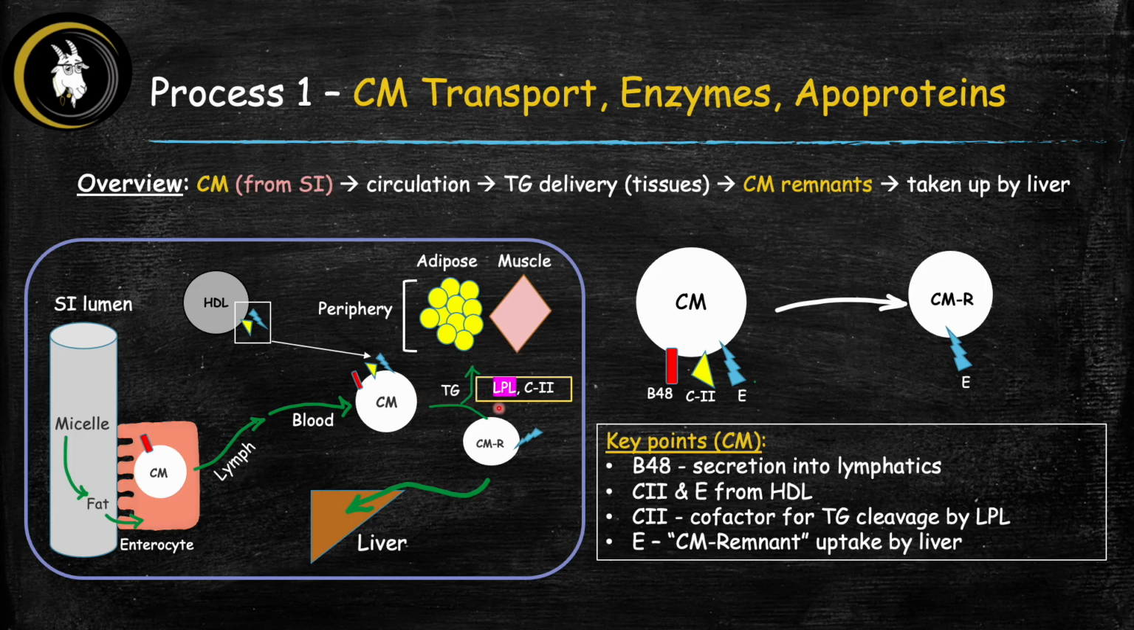chylomicrons in the periphery. And so the final point here is that as the chylomicrons are getting degraded and the triglycerides are being removed, the other things that are being removed are ApoB48 and ApoC2. And so the only thing that remains on the chylomicron remnants is ApoE, and this ApoE is important because it helps facilitate the uptake of these remnants out of the circulation by the liver.